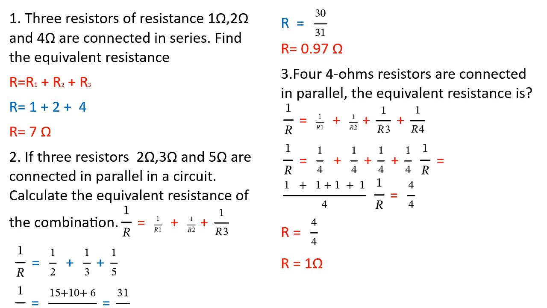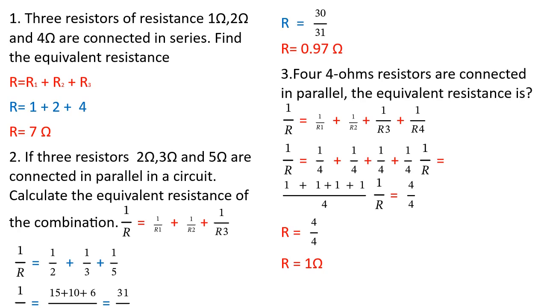Now we also have it that 3 will go into 30 10 times. 10 times 1 is 10. And also we have it that 5 will go into 30 6 times. 6 times 1 is 6. So we now have 15 plus 10 plus 6, which is over 30, which is equal to 31 over 30. But we're not looking for 1 over R, we're looking for R.